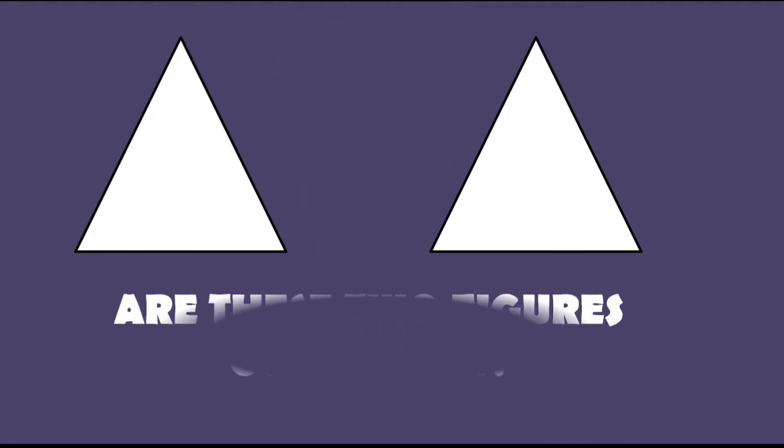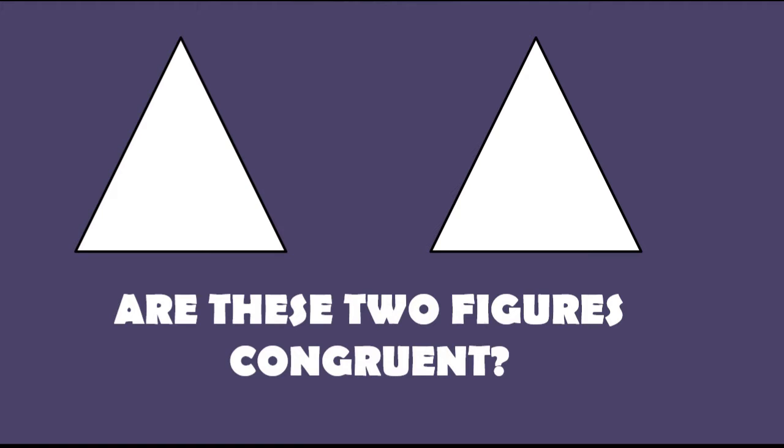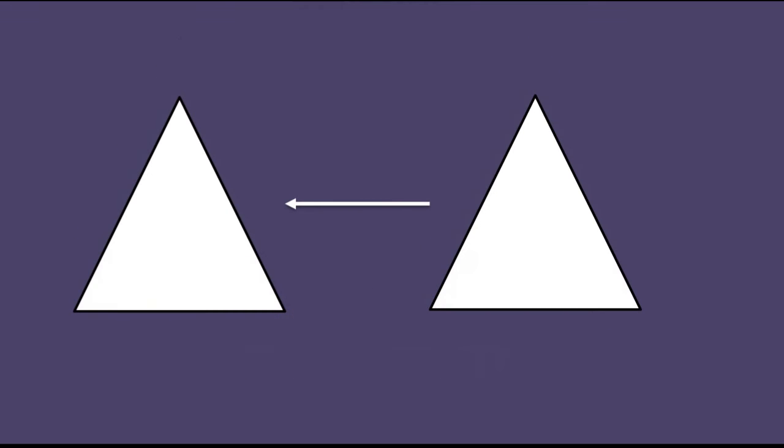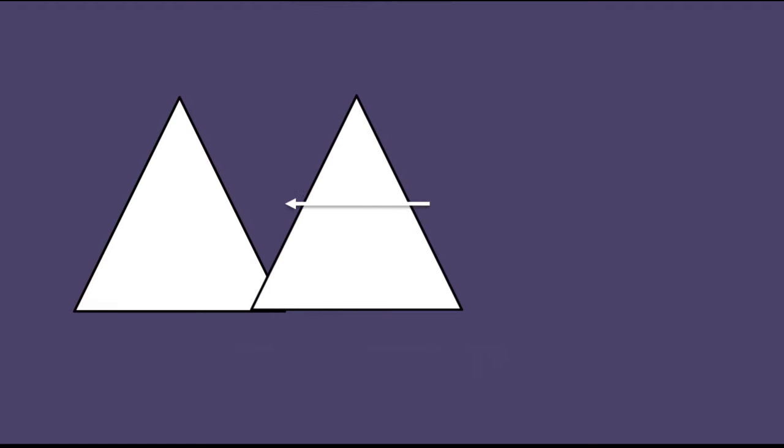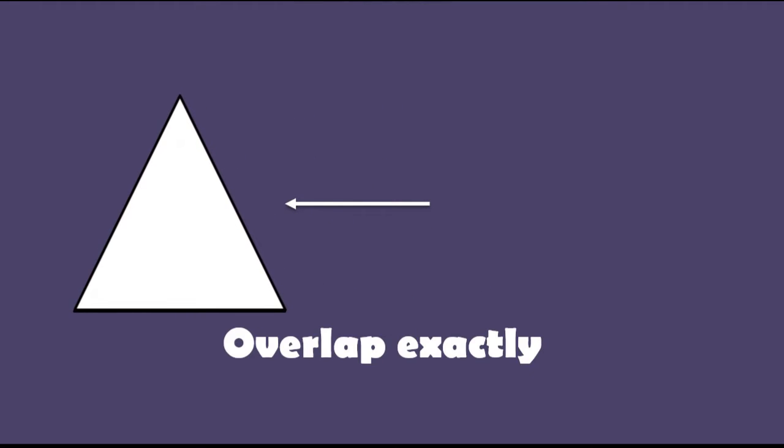Let me draw a figure. And we have another figure here. Are these two figures congruent? Well, they look like each other, but the condition for congruency says that these two figures are congruent if one, when placed on the other, they both should overlap exactly. If I move this one over the first one, we can see that it overlaps exactly. It means they are congruent figures.